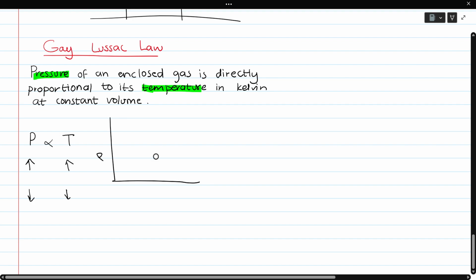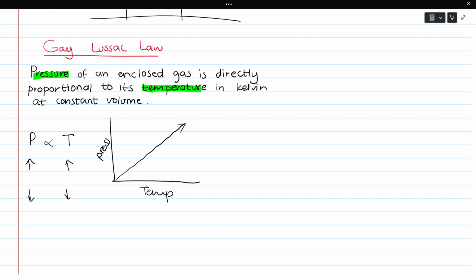And in the same way, your graph should look something like this. It should be a directly proportional graph like this. Make sure you remember the relationship.